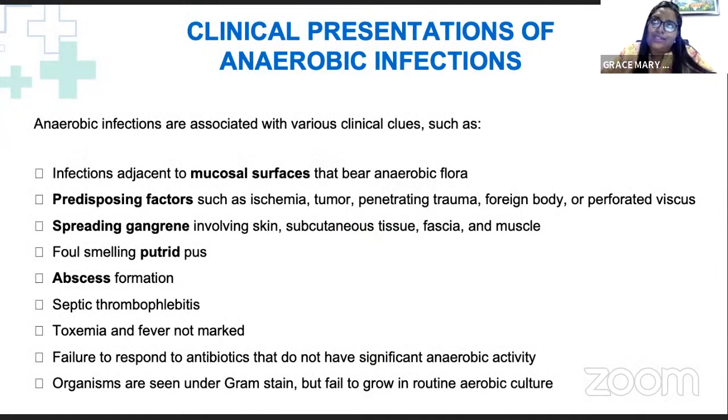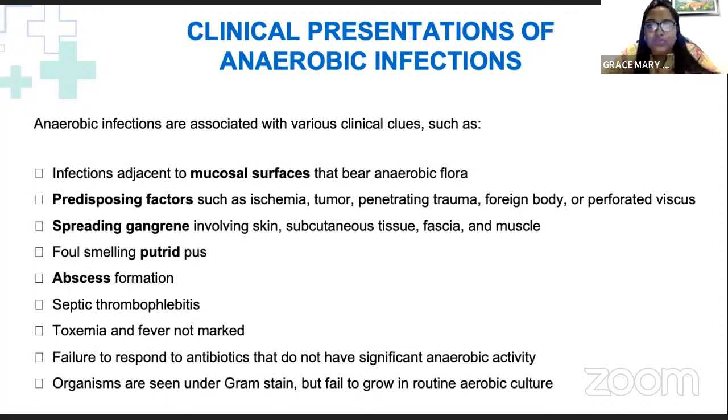Now, there are certain things that are easily called the characteristics of an anaerobic infection. So usually it occurs in infections that are adjacent to the mucosal surface, because that's where the flora is. So wherever there is a small breakage in the mucosa, that's when these organisms tend to cause an infection. Now, the predisposing factor, the first one I have mentioned here is ischemia. Now that makes sense, right? Ischemia means oxygen is not there, blood flow is not there. So when oxygen is not there, they tend to grow, okay?